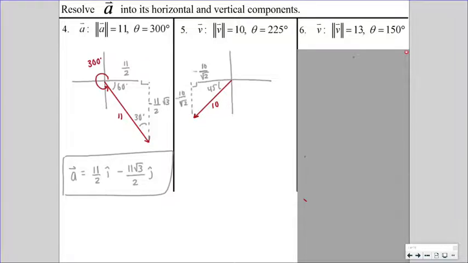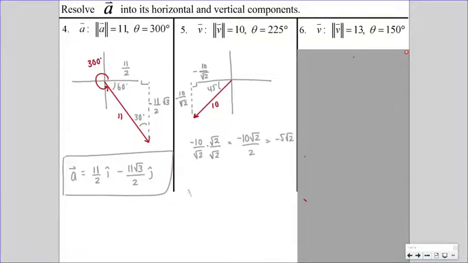Now, we're in the third quadrant, which means the horizontal and the vertical components are negative, and we are definitely not going to leave our final answer as negative 10 over the square root of 2. We need to rationalize that. Okay, so just on the side, negative 10 over the square root of 2. To rationalize, I'm going to multiply by root 2 over root 2. That gives me negative 10 root 2 over 2, which is negative 5 root 2.